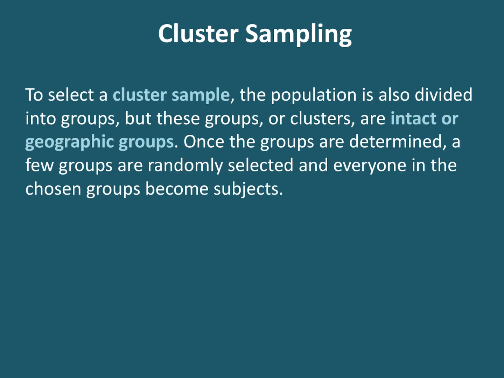Cluster sampling. To select a cluster sample, the population is also divided into groups, but these groups this time are generally intact or some sort of geographic group. So by intact, it could mean like a family, like a household, or geographic group, meaning we choose a sample strictly from one certain part of Los Angeles or one certain part of whatever town you're in. But once the groups are determined, a few of the groups are randomly selected within these clusters, and then everyone in the clusters are chosen to become subjects.